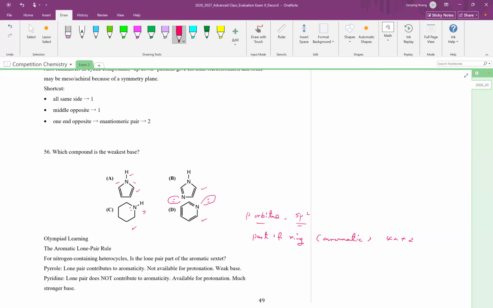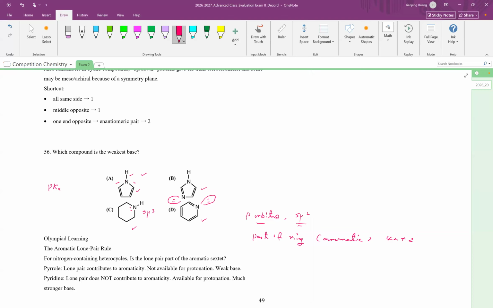This one basically is sp3. You got it? Which is the weaker base? It is this one. Why? Because it's not a base, it's an acid. And that pair of electrons is part of the ring. In terms of pKa, let's look at pKa. This one, pyrrole. That one, pyrrole.